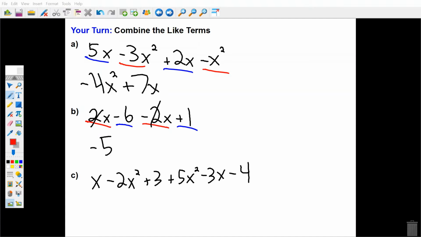Part 3, x squared, x, number. Negative 2x squared plus 5x squared, so negative 2 plus 5 is 3x squared. 1x minus 3x is negative 2x. And 3 minus 4 is negative 1. Okay, so hopefully you got all 3 of those correct.